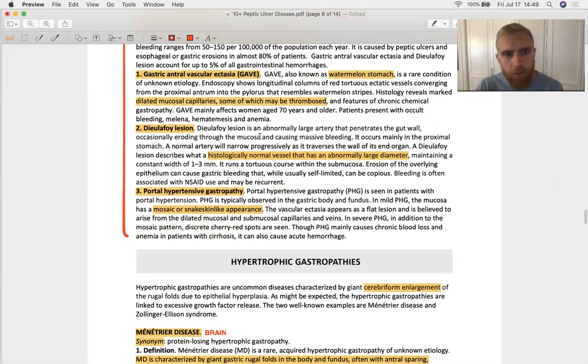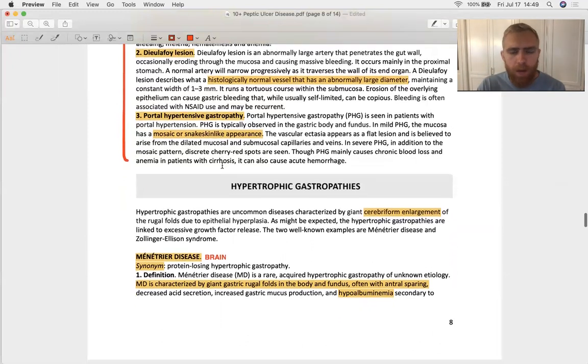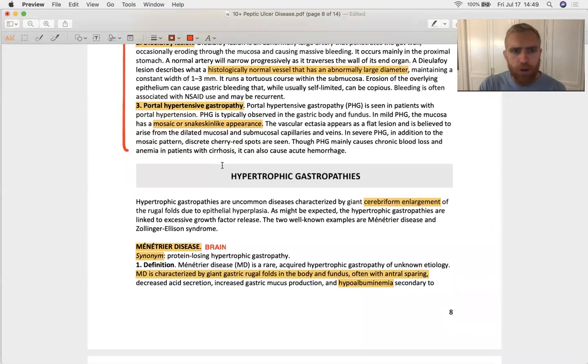Dieulafoy's lesion. Histologically normal vessel with a large diameter. Runs through the submucosa, can cause gastric bleeding, may be associated with NSAIDs. Finally, portal hypertensive gastropathy.